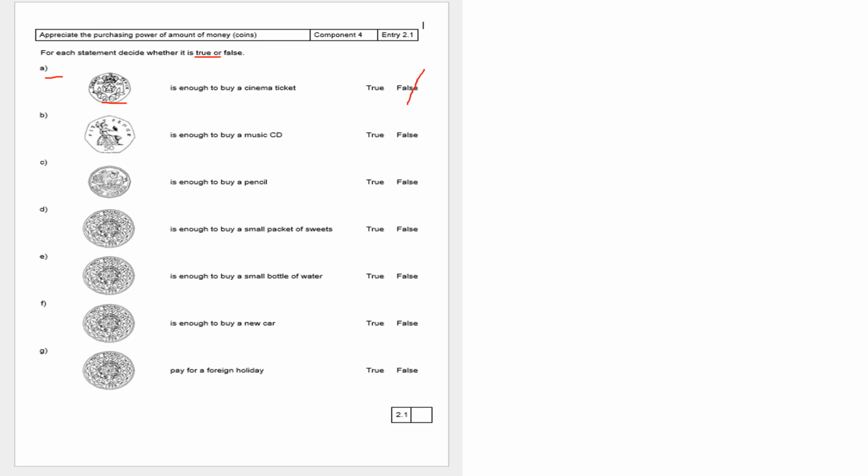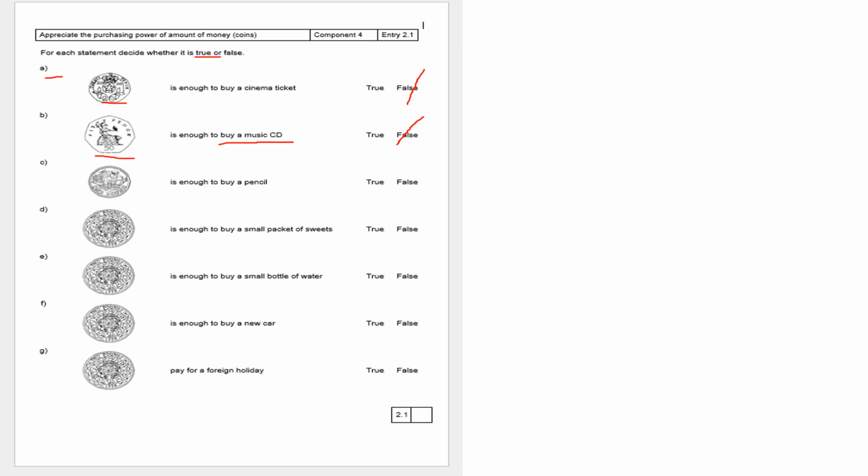A cinema ticket on average, if we're basing it on the current calendar year, is around £5 to £6, roughly, but potentially it can go up to even £15 per ticket. That's a rough estimate. For part B, 50p is enough to buy a music CD. A CD normally costs a bit more, so I'm going to say that's false.